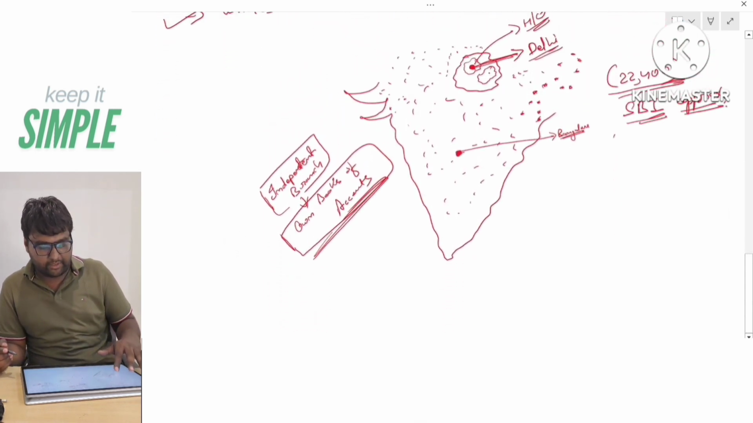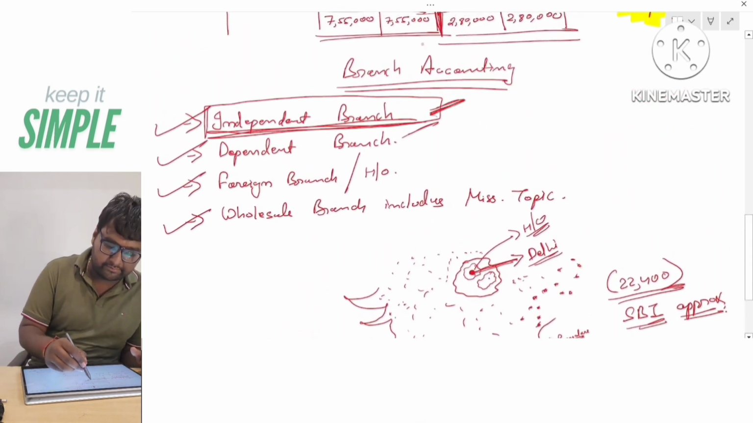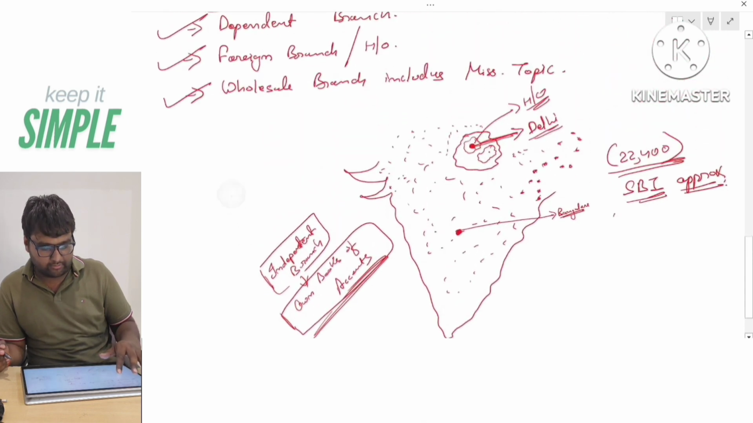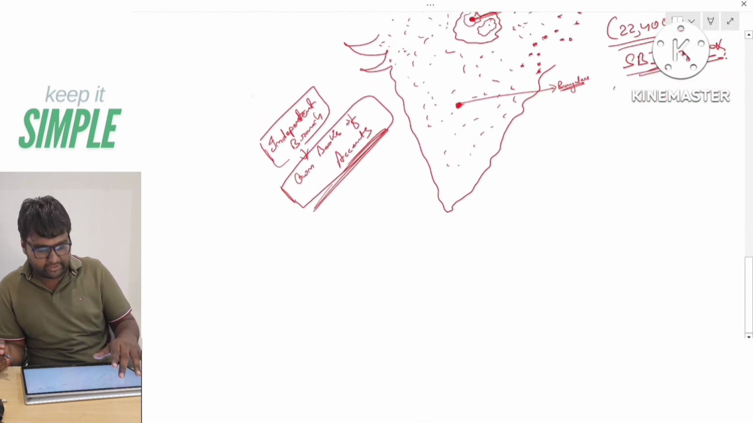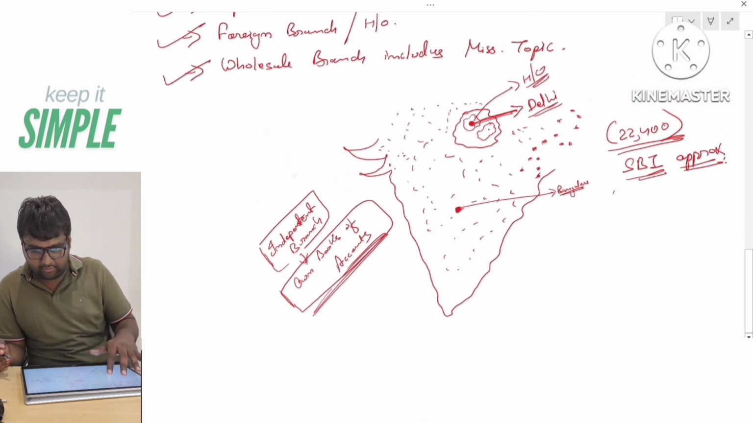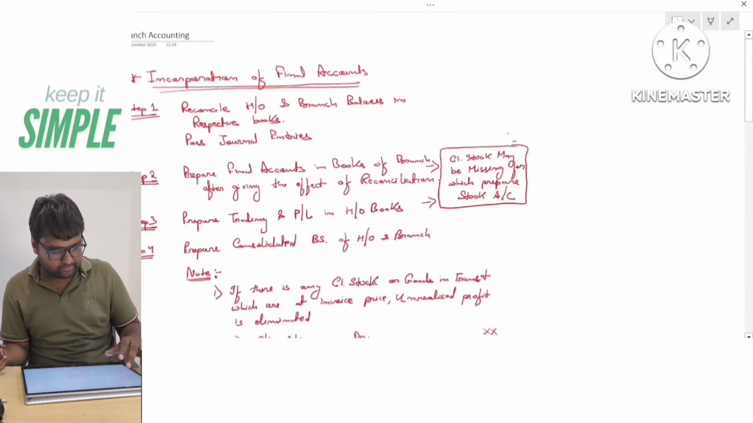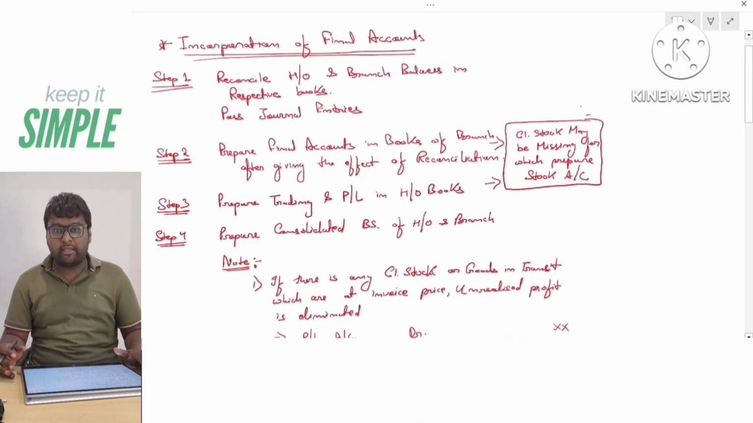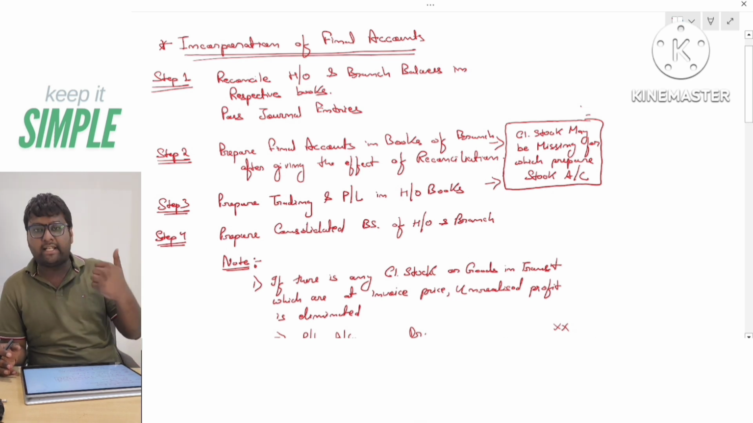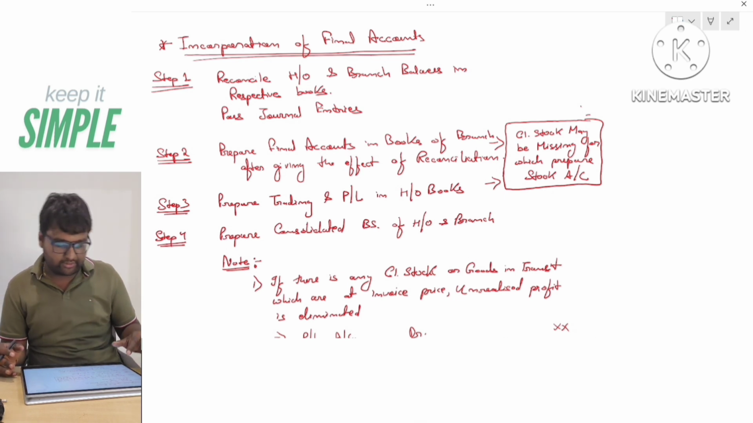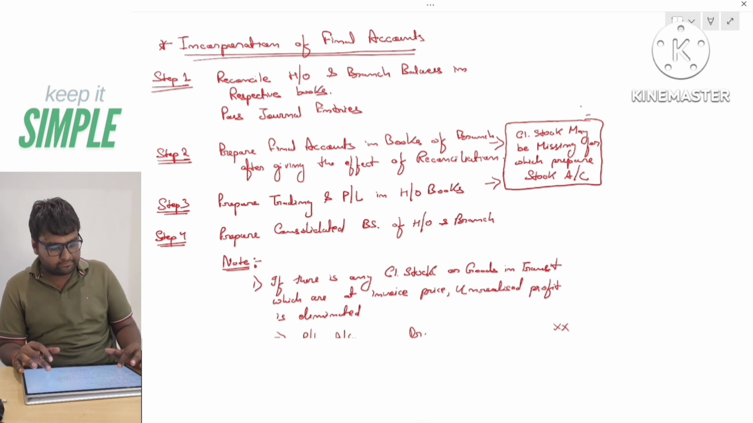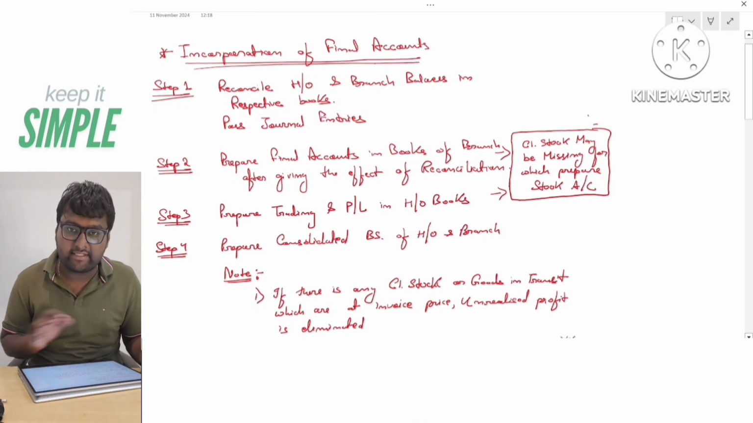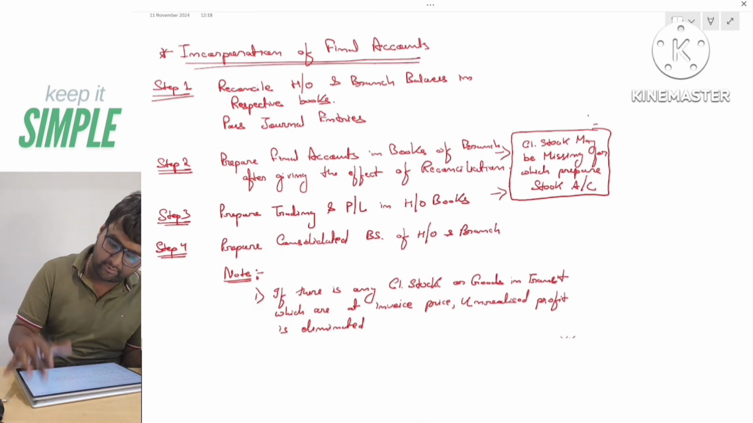Understood? Okay. So today we'll be learning about independent branch, and mainly we will be learning about the incorporation. So we have some steps for incorporation. I'll show you that, then we will move further. See, I have the steps written. Incorporation of final accounts. Okay. So we'll read step by step, and I'll make you understand every step. If you have any query, you can ask once the class is finished. I'll give you time for the query discussion.